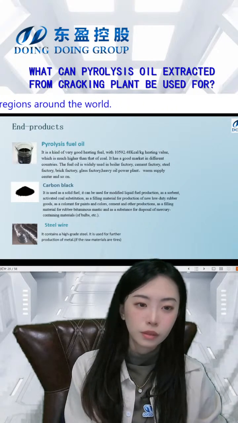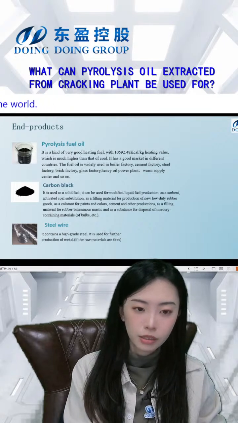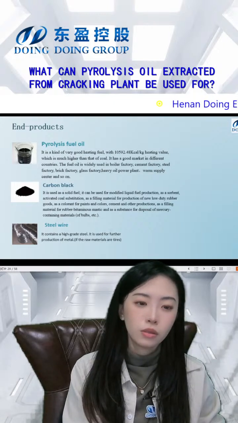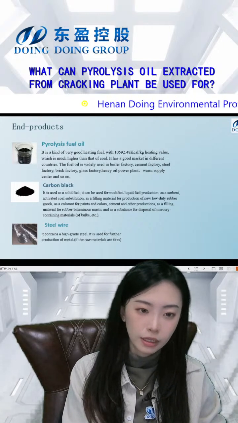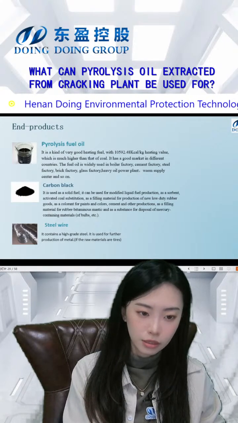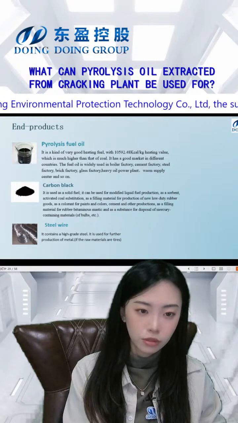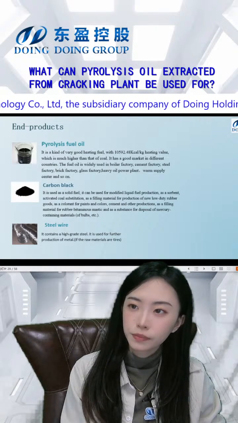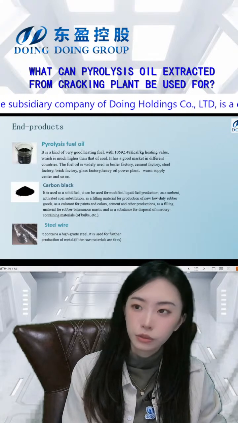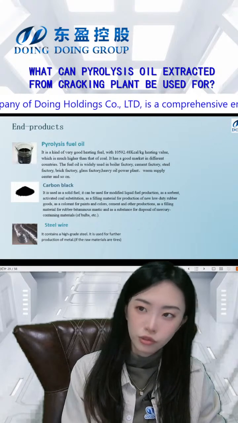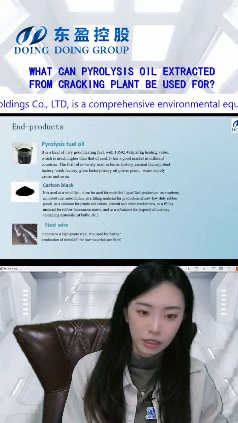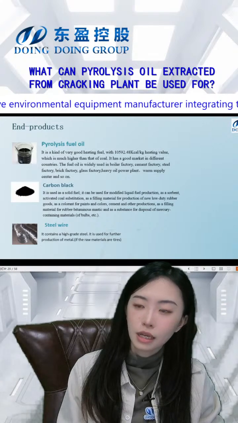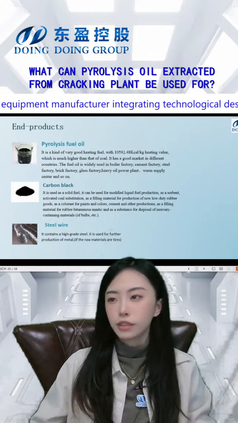Here come the wastes that we can use as products. If your material is waste tire, we will discharge the carbon black and condense the fuel oil, and in the last step pull out the steel wire. And how it can be used: the fuel oil is a very good heating fuel with more than 100 kcal per kilogram heating value, which is much higher than that of coal. It has a good market in different countries.